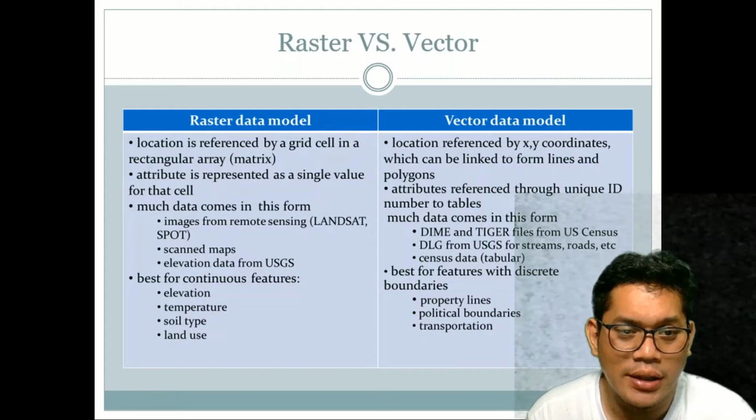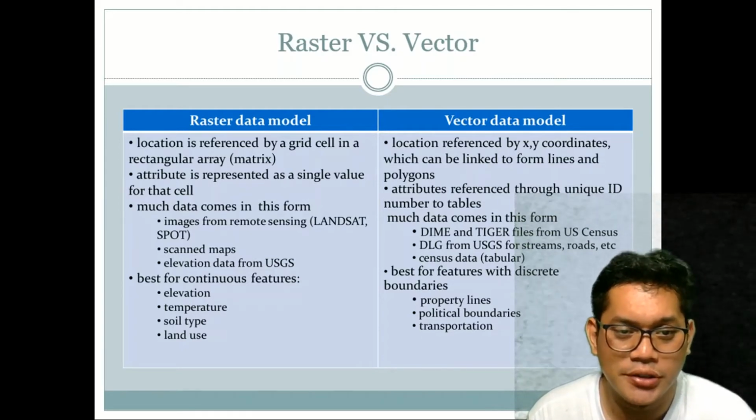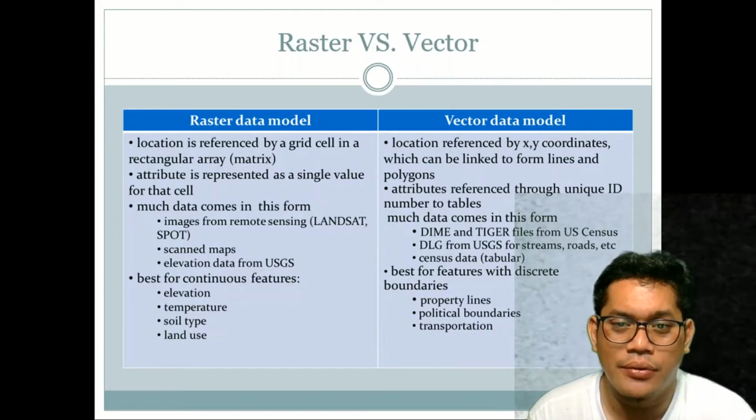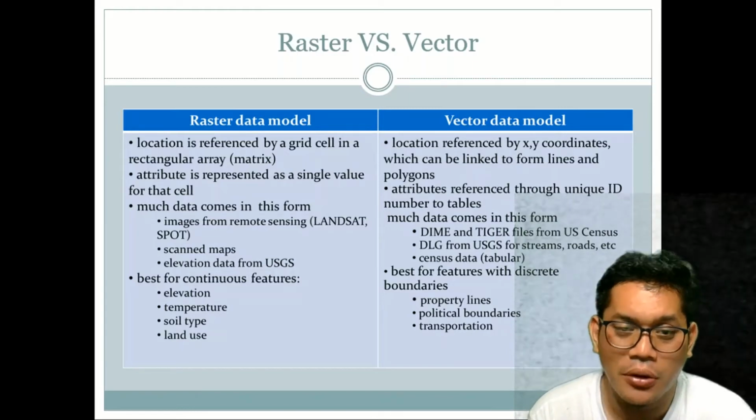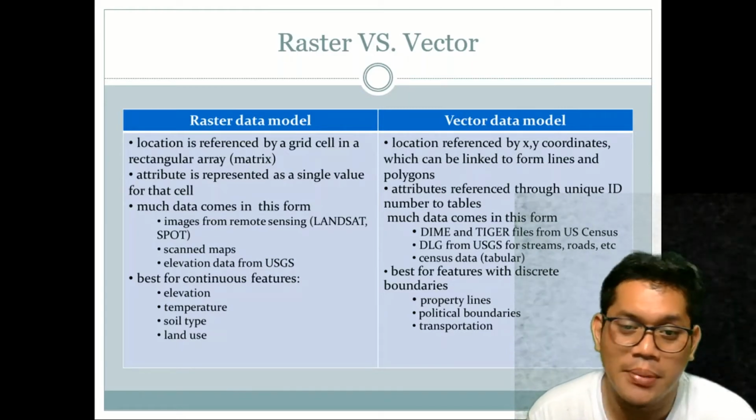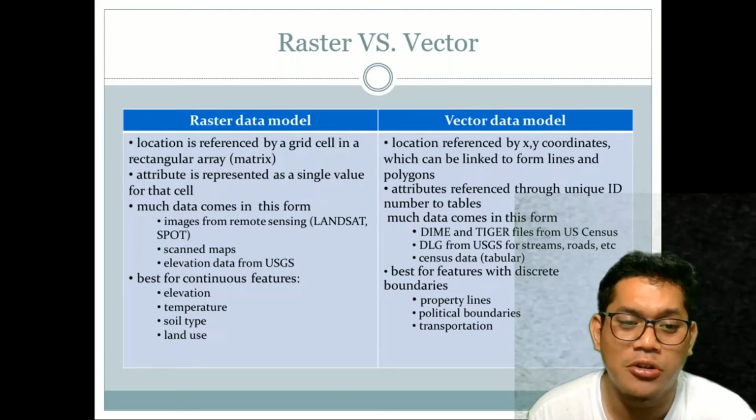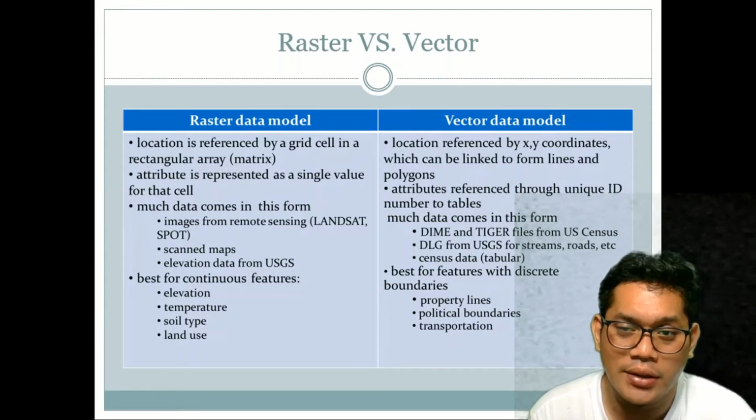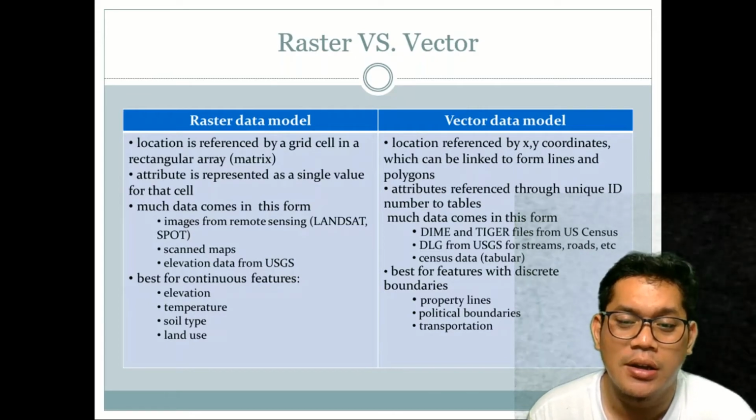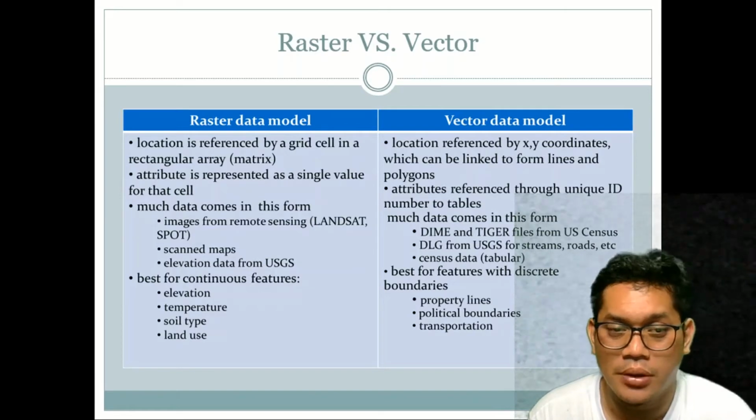Okay, so the raster data model is basically data that comes from remote sensing images, scanned maps, or elevation. But for the vector data model, most of the time it can come from existing data, or the user has to create it on their own. The raster data model is best to represent continuous features such as elevation, temperature, soil type, and land use. However, the vector data model is best for representing features with discrete boundaries such as political boundaries, transportation lines, and many more.